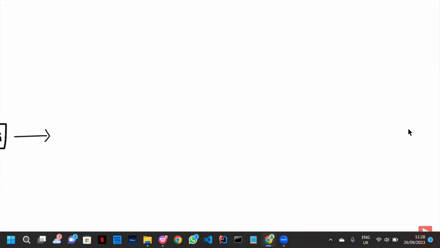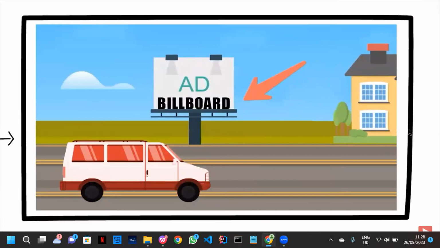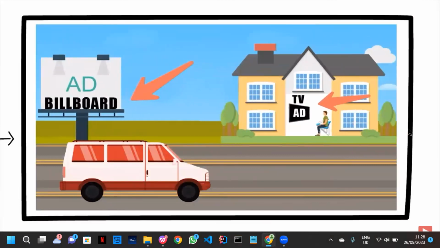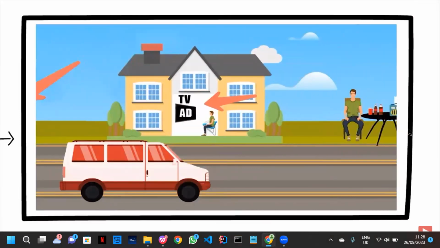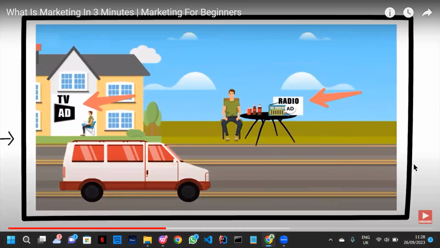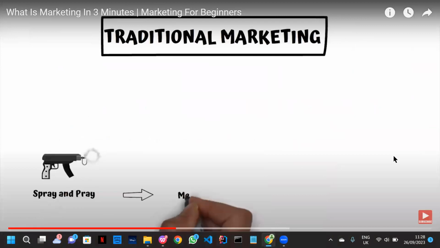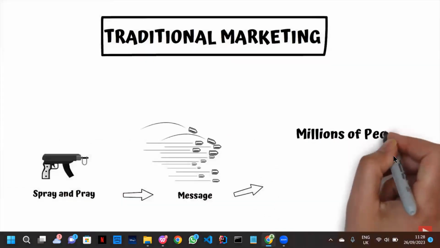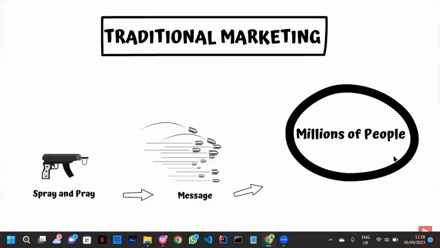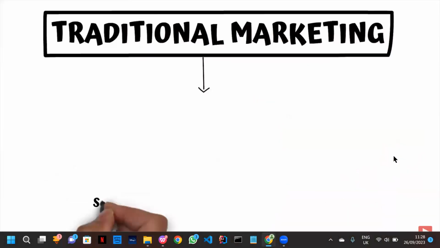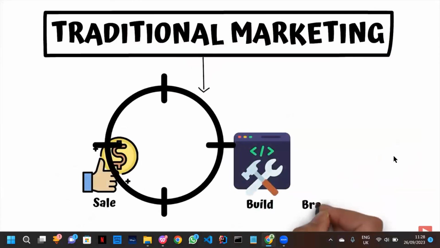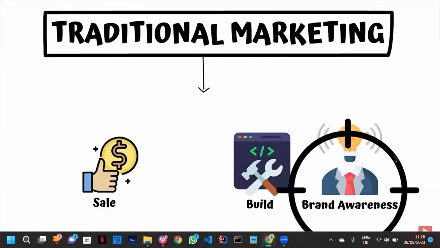Now, traditional marketing is probably what you'd think of when you look at a billboard on a highway, or you see an ad on TV, or you hear an advertisement on the radio. Traditional marketing is typically a spray and pray type of marketing where you basically send out a message to millions of people knowing full well that only maybe a few thousand or even less might be interested in your product. Oftentimes, the focus of traditional marketing is not so much getting sales, but building brand awareness.